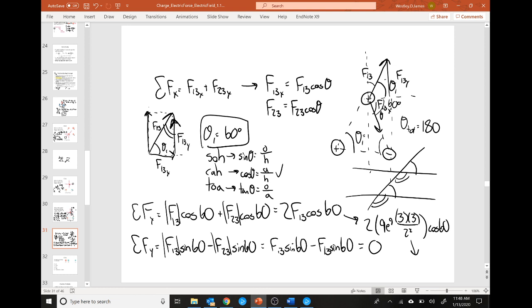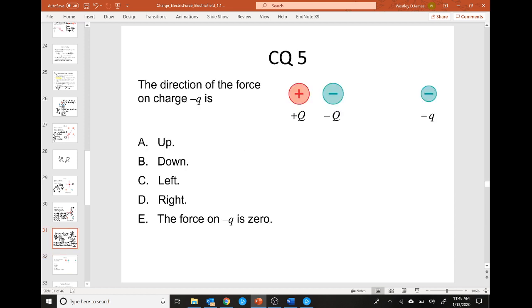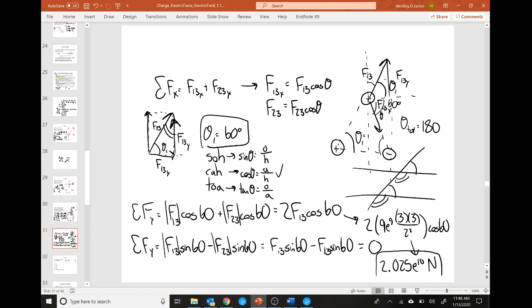All right. So we get 2 times 9e to the 9, 3 squared over 2 squared times cosine of 60. Make certain your calculator is in degrees versus radians, or you get a crazy answer. 2.025e10, so times 10 to the 10. And remember, this is force, so it's newtons. Ta-da! That's the answer. Everyone else getting that? Yeah, great. Okay, I got 2 nods. That's good enough. I put newtons. That's a big deal.